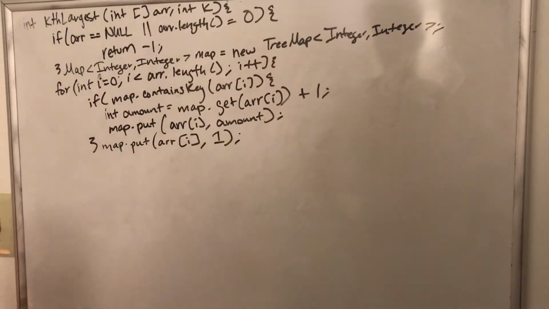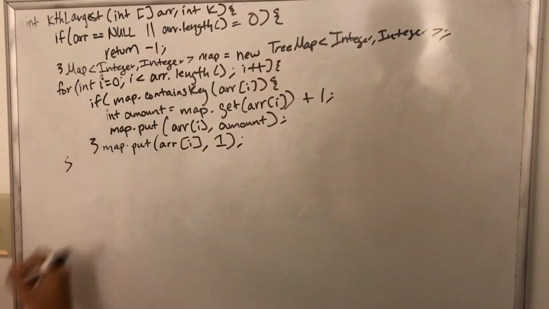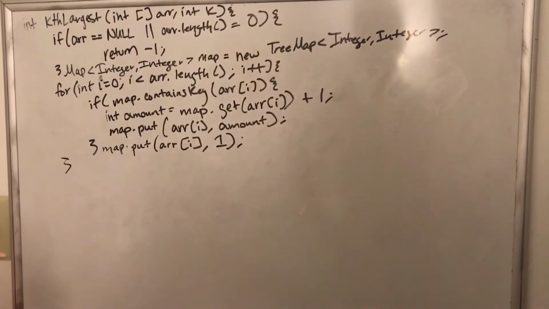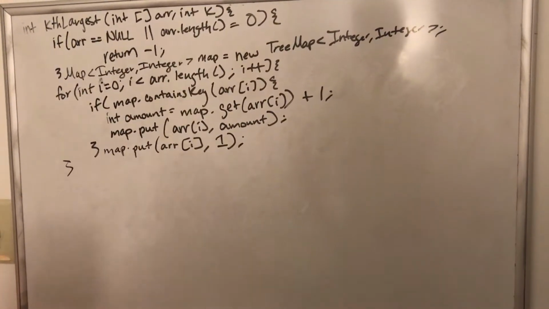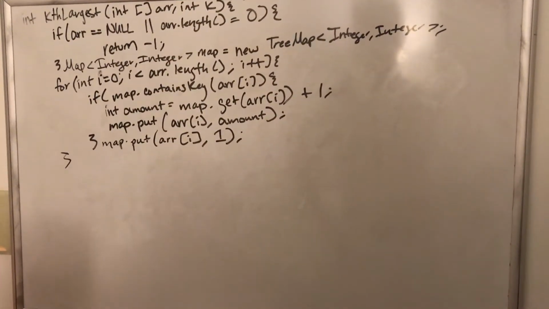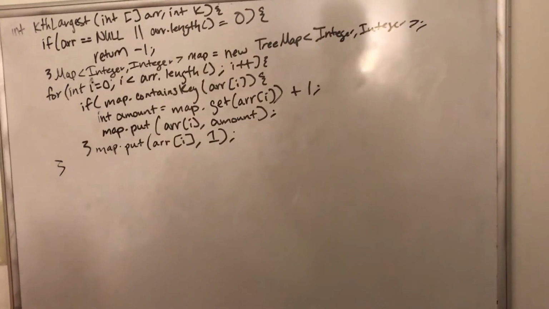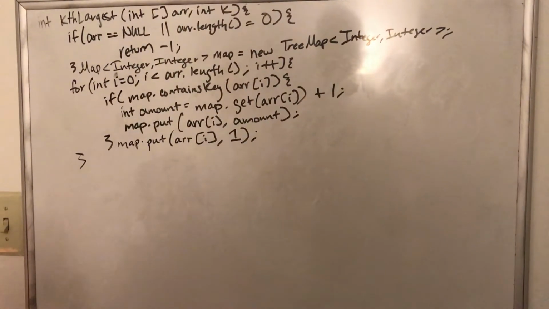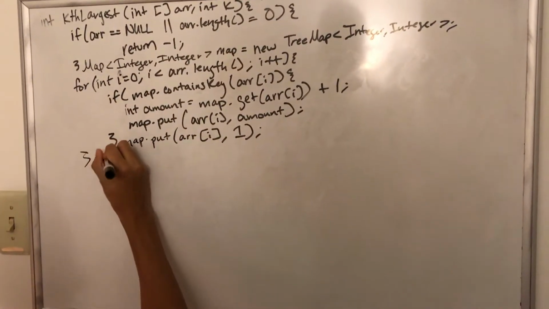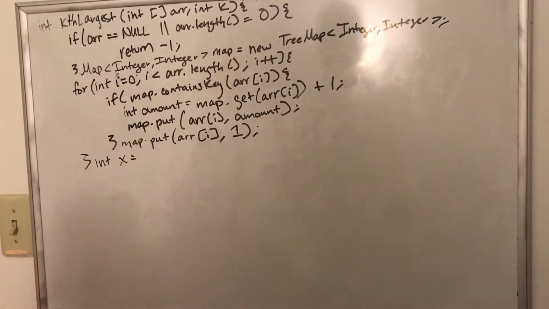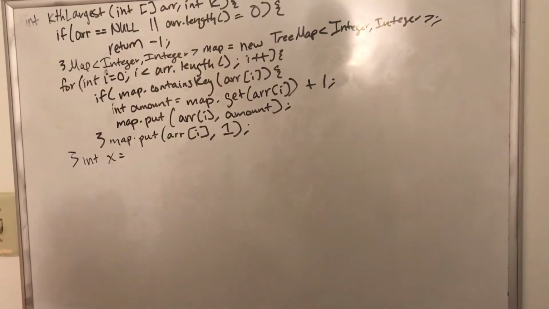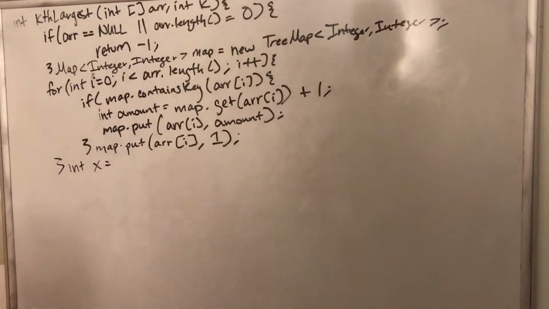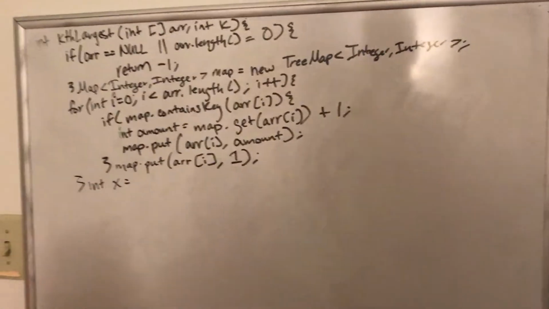Okay, so now you've done the storage in the tree map. Now is where you loop through that tree map and subtract out the occurrences until you find the kth largest element. So here you would set up a variable, I call it int x, which represents the back of the traversal, because since the array has to be inverted, you want to traverse through the back.